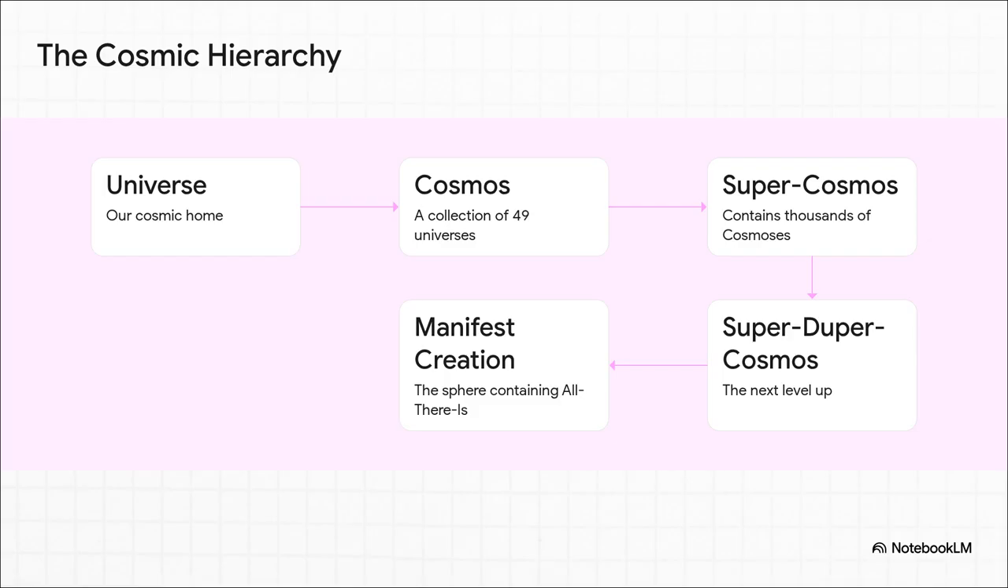But even that is just one drop in an ocean of thousands of other cosmoses, which altogether form a supercosmos. And it just keeps going to a super-duper cosmos, and on, all nested inside each other like Russian dolls, until you get to the ultimate sphere, the manifest creation. The scale is mind-bending.